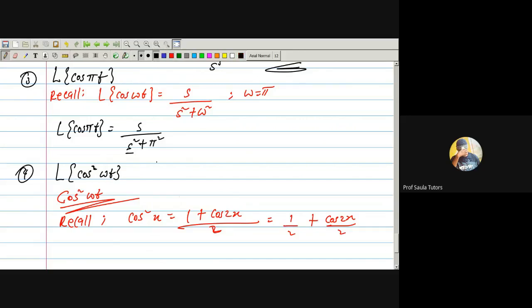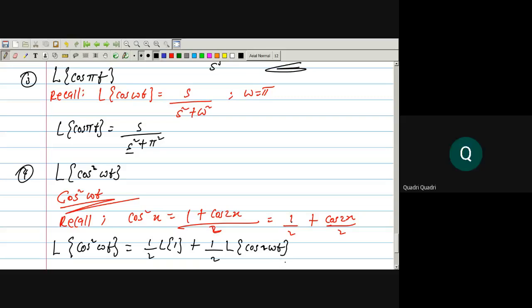I will now use the Laplace transform on them. It means that the Laplace transform of cos squared omega t is equal to what? Half Laplace transform of 1. Don't forget, this is a constant. And this half here, again, I can bring out. Half Laplace transform of cos 2 what? Now check, my x is my omega t, so cos 2 omega t. Is that correct? Yes, this is correct.